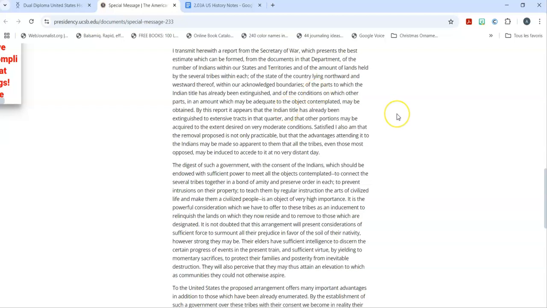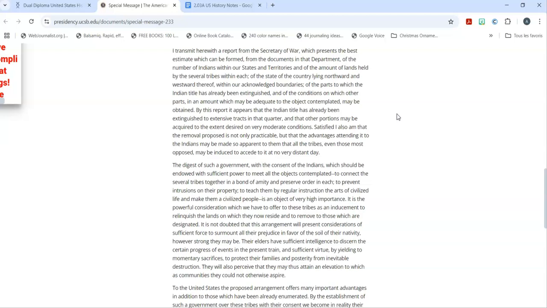I transmit herewith a report from the Secretary of War, which presents the best estimate which can be formed, from the documents in that department, of the number of Indians within our states and territories, and the amount of lands held by the several tribes within each, of the state of the country lying northward and westward thereof, with our acknowledged boundaries, of the parts to which the Indian title has already been extinguished, and of the conditions on which other parts, in an amount which may be adequate to the object contemplated, may be obtained.